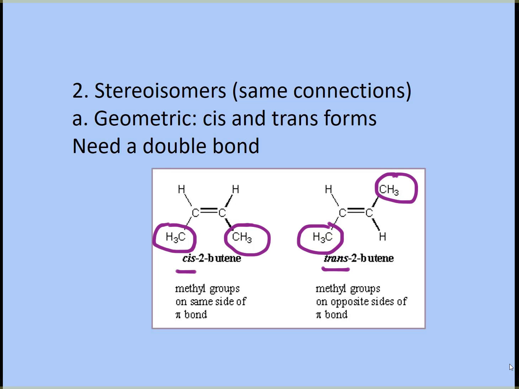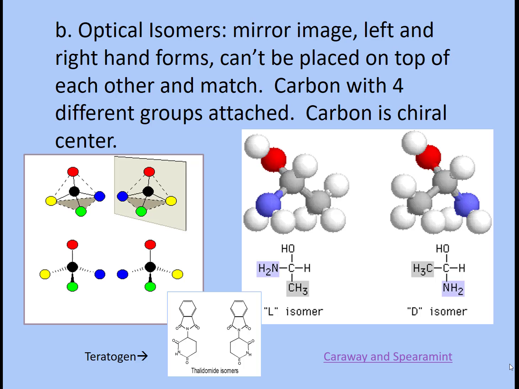And so you get the groups that are close and the groups that are far away. Optical isomers are really interesting. These evolved a lot in our bodies with enzymes and medicines, and they are mirror images of each other. So you might say, oh, they look the same, but just like your hands, you can't put your hands on top of each other.